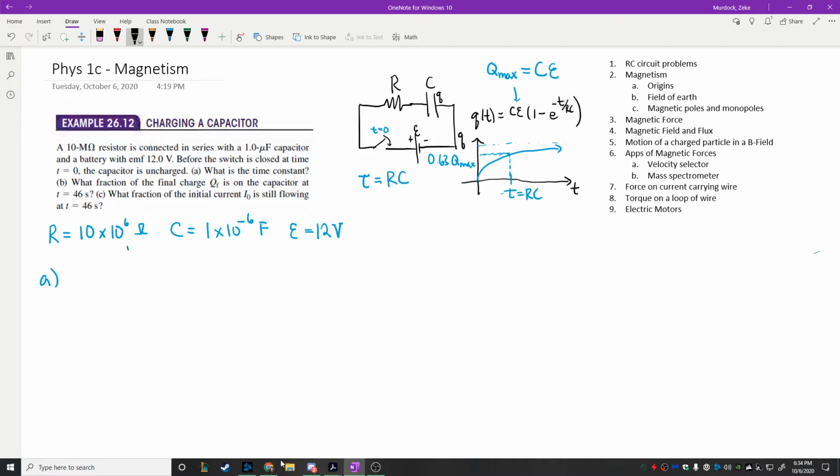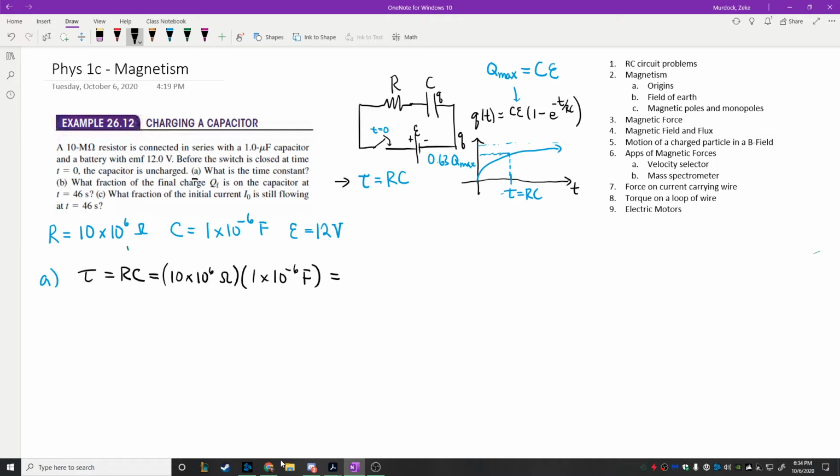All right. So the first thing we want to do here is what is the time constant? Well, that's this thing right here. We just do tau, the time constant, is equal to the resistance times the capacitance. The resistance is what you can see right there. And the capacitance is right there. Pretty easy calculation to do there.